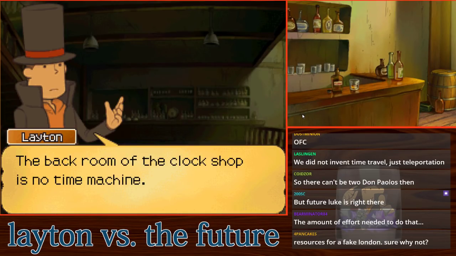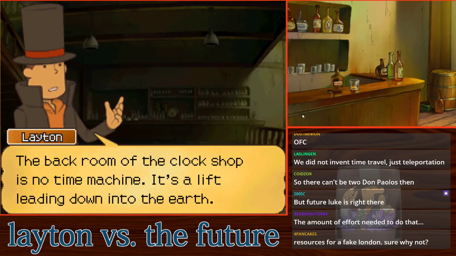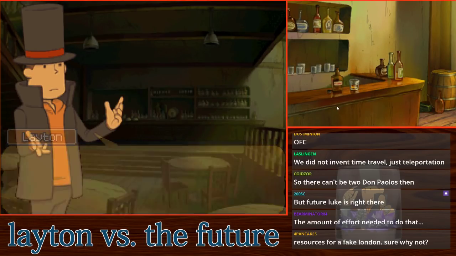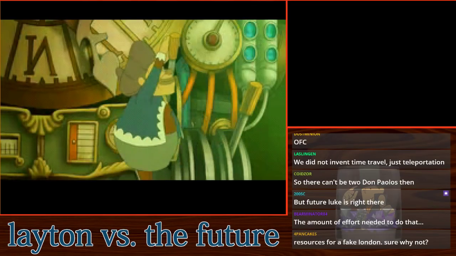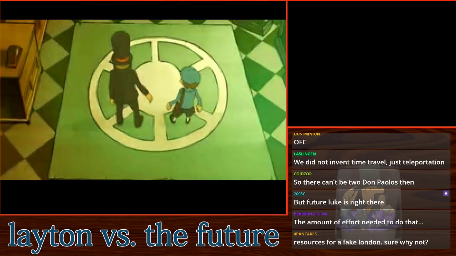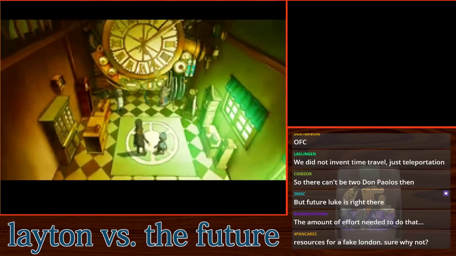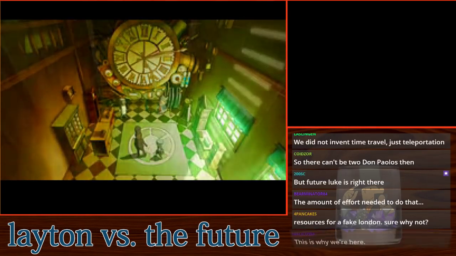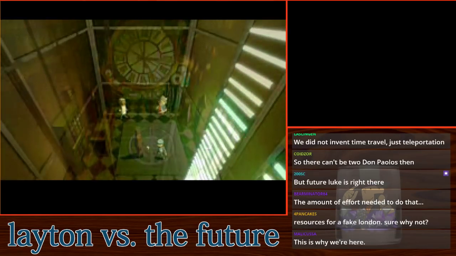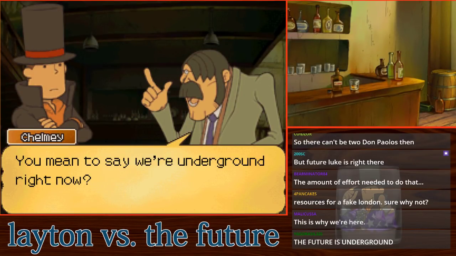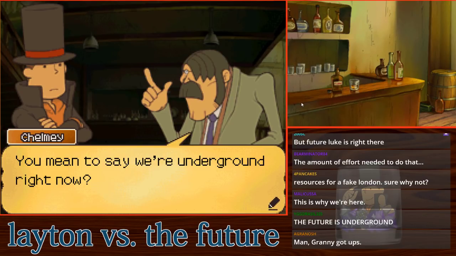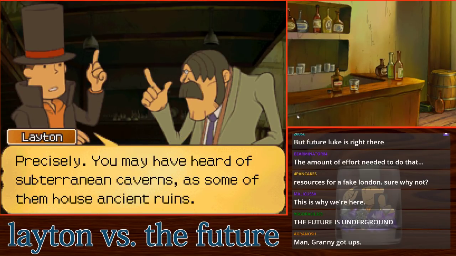The back room of the clock shop is no time machine. It's a lift leading down into the earth. Deep into the Earth's core! I love this reveal so much. Let's do the time warp, or should I say, let's drop into the Earth's core! You mean to say we're underground right now? Precisely. You may have heard of subterranean caverns, as some of them house ancient ruins.